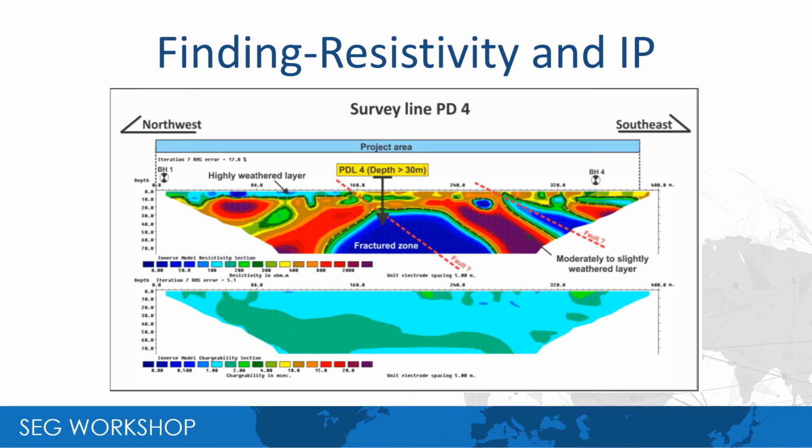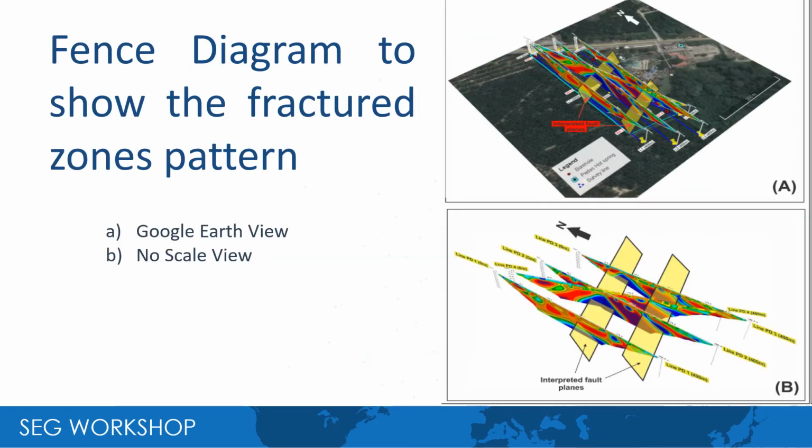Alright, line number 4, this zone has the same pattern, and a smaller fracture zone is interpreted here compared to this one. So we try to verify from this survey line. We have PDL number 1 until PDL number 4. So, next slide.